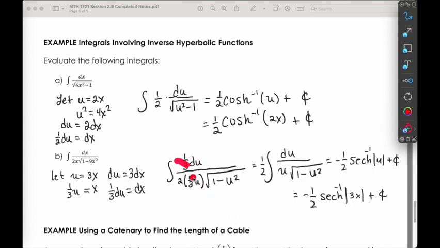Now, the 1/3 is the same on the top and the bottom, so I just divided that out. What I was left with is this 1/2 du over u times the square root of 1 minus u squared. That, if you look at the rule up top, above here, is inverse hyperbolic secant. And I have this negative in front here because that's part of the formula. This 1/2 is carried from here. Let me scroll up to show you.